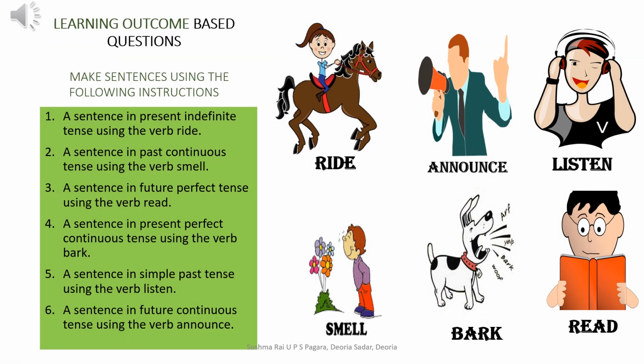After hearing and watching this presentation on tenses, I hope you all are now in a position to answer the questions based on learning outcome. You have to make sentences using the following instructions. The first I will tell you. First question is a sentence in present indefinite tense using the verb ride. The sentence can be a girl rides a horse, or if you use a proper noun for the girl, you can say Meena rides a horse.